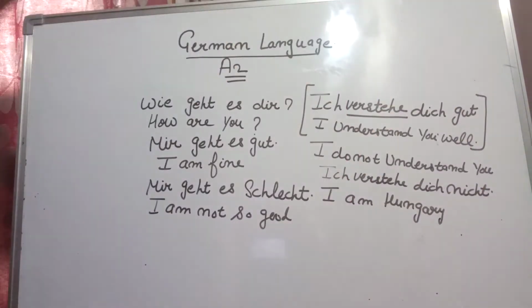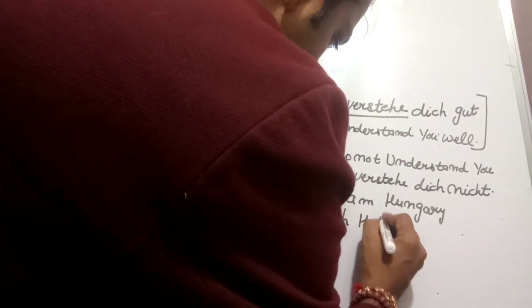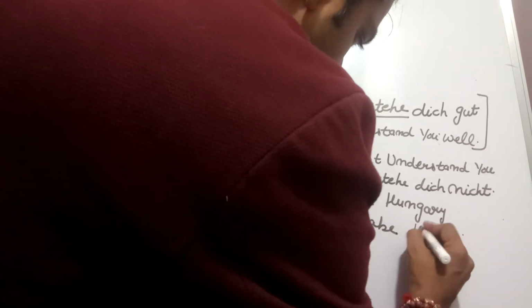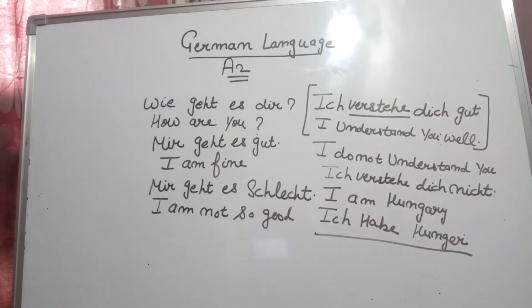So, repeat after me. Ich verstehe dich nicht. Is that clear to you? Now speak after me. Wie geht es dir? How are you? Mir geht es gut. I am fine. Mir geht es schlecht. I am not so good. Ich verstehe dich gut. Speak after me. Ich verstehe dich gut. That is, I understand you well. I do not understand you. Ich verstehe dich nicht. Is that clear to you?